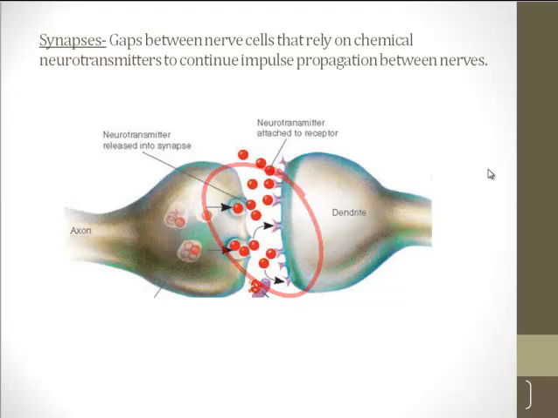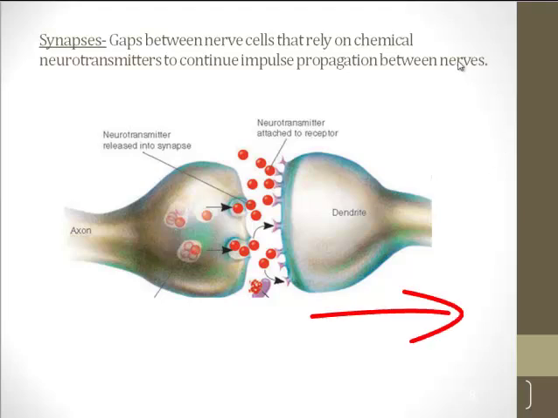Once the neurotransmitters dock onto the receptors, then the action potential continues in an electrical manner down the axon of the next neuron.